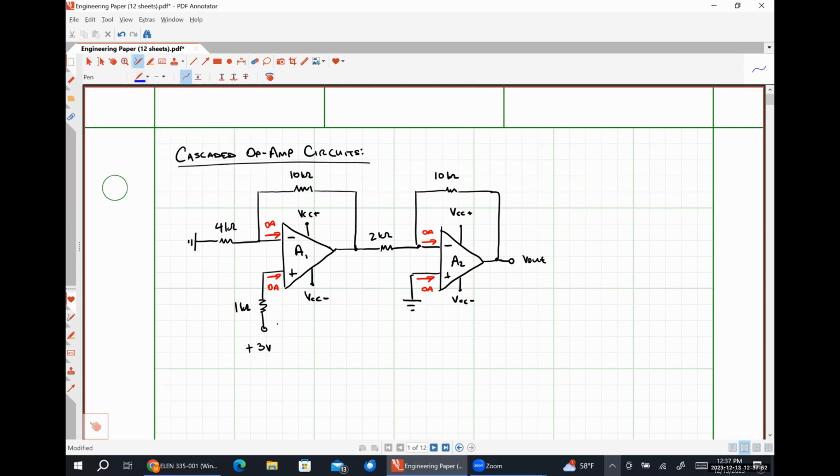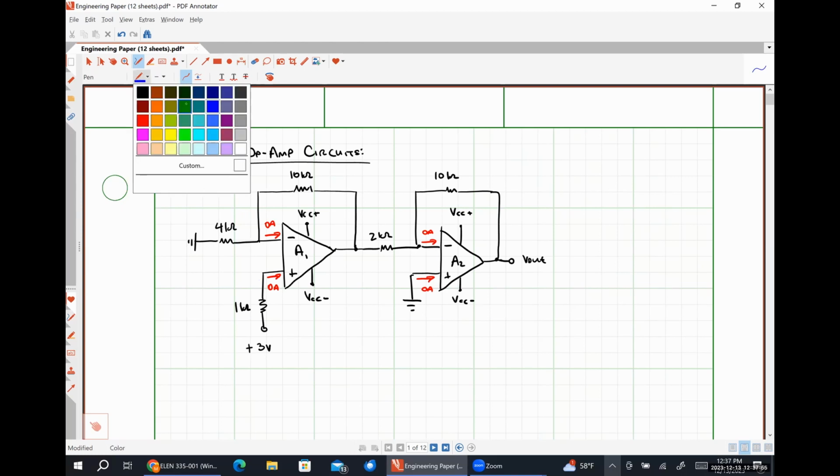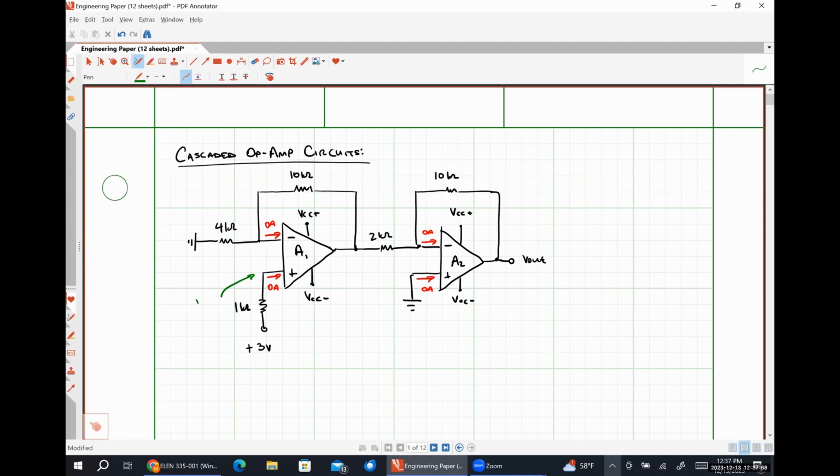We can see by inspection, I think I was using green before, that the voltage present at the non-inverting input terminal of op-amp 1 is going to be 3 volts, which means the voltage at the inverting input terminal of op-amp 1 is also going to be 3 volts. The voltage at the non-inverting input terminal of op amp 2 is 0 volts. And so the voltage present at the inverting input terminal of op amp 2 must also be 0 volts.